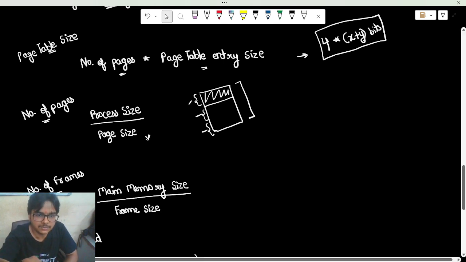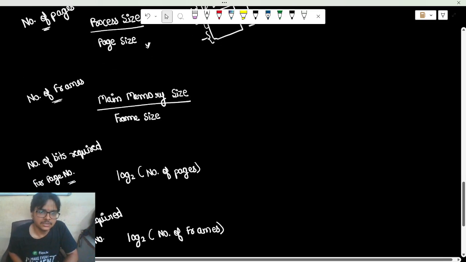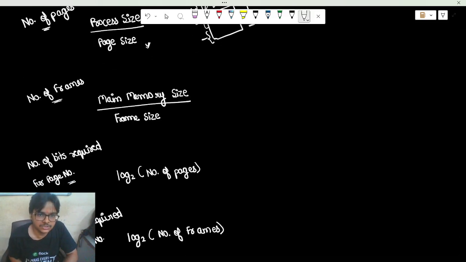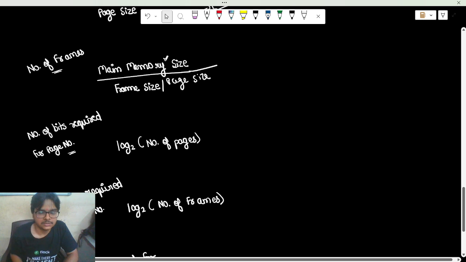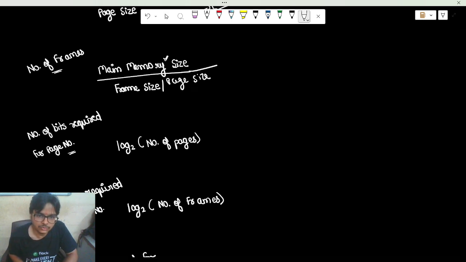And the same concept is applied to number of frames, but here you will use main memory size. Okay, and you will divide by the frame size, and frame size is equal to page size, so you can use page size here as well. Now, how many bits are required to represent page number? This is simple. Log base 2 of total number of pages.